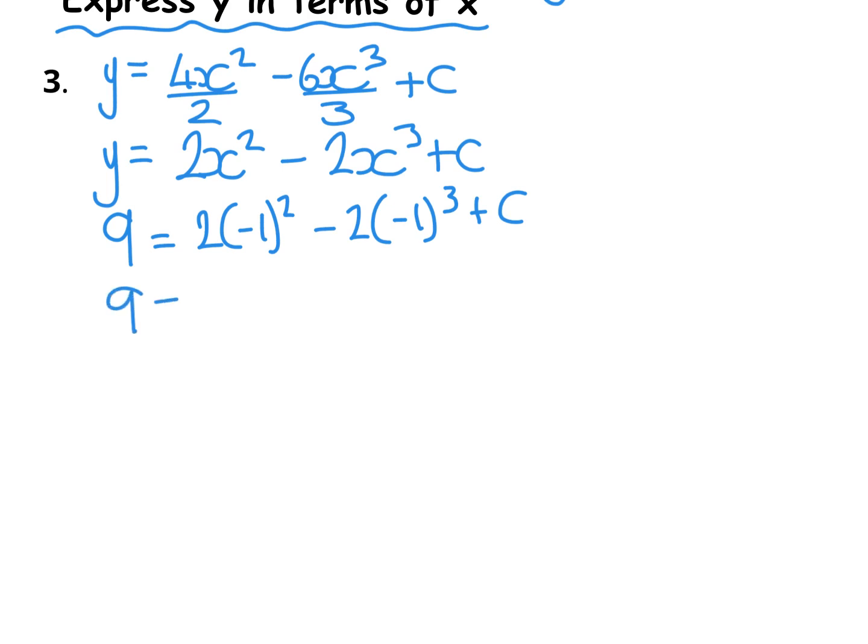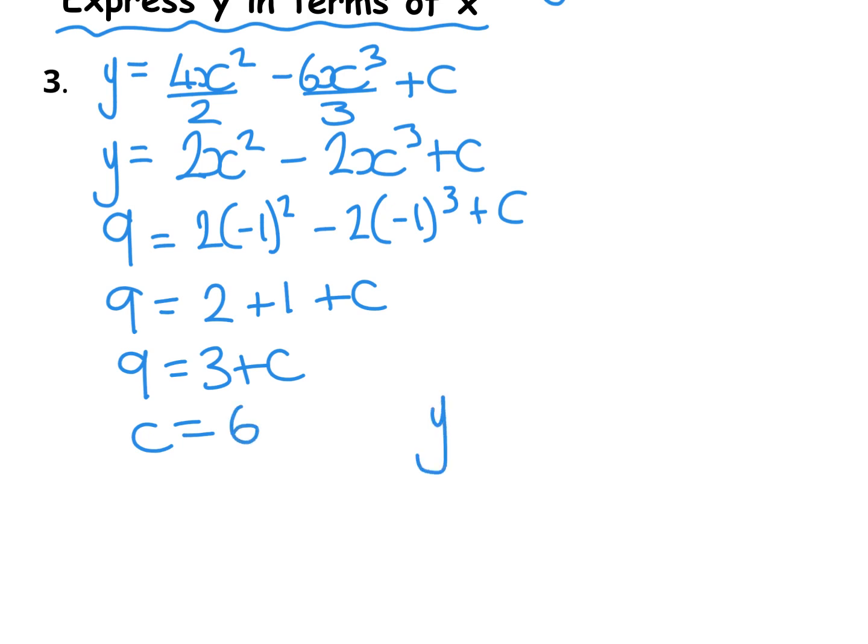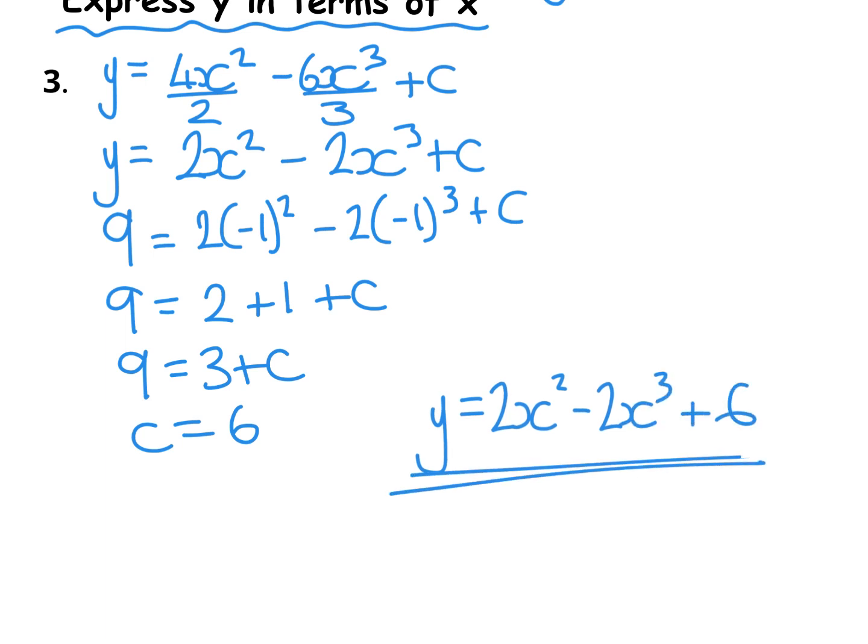So 9 equals negative 1 squared, which is just 1, so you've got 2. Negative 1 cubed, however, is negative 1, with a negative in front, so this turns to plus 1 plus c. So 9 equals 3 plus c. c equals 9 take away 3, which is 6. So my final answer is y equals 2x squared minus 2x cubed plus 6. That is you done your differential equation.